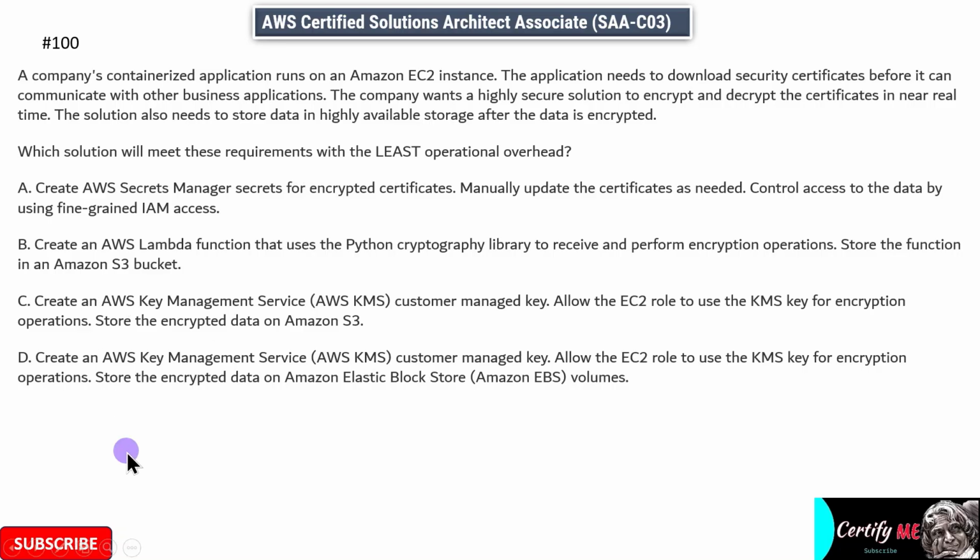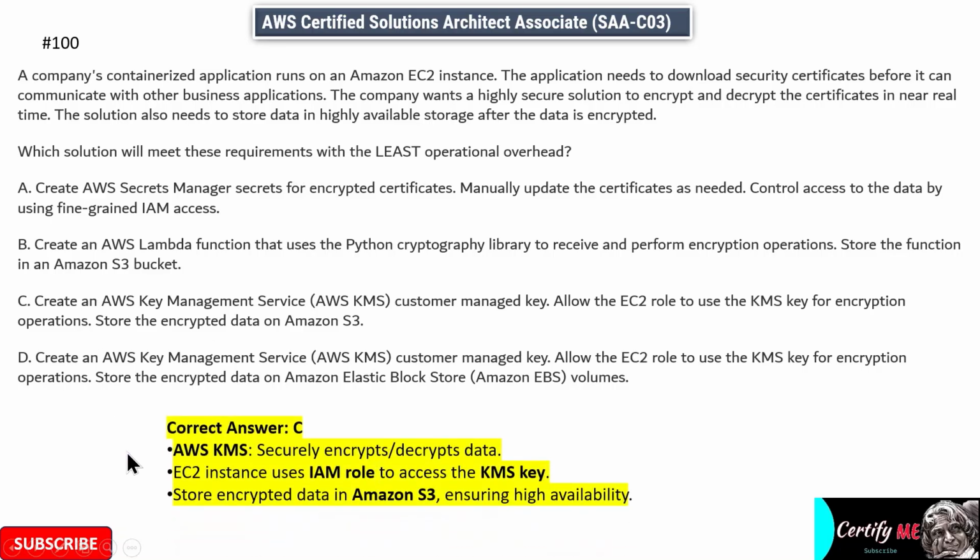The correct answer for this question is option C. Create an AWS Key Management Service customer managed key. Allow the EC2 role to use the KMS key for encryption operations. Store the encrypted data on Amazon S3. AWS KMS securely encrypts and decrypts data. The EC2 instance uses an IAM role to access the KMS key. Store encrypted data in Amazon S3, ensuring high availability.